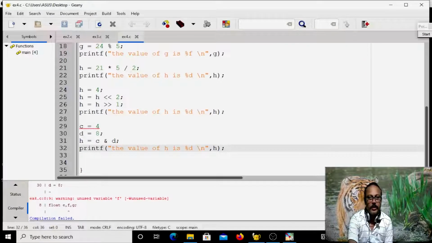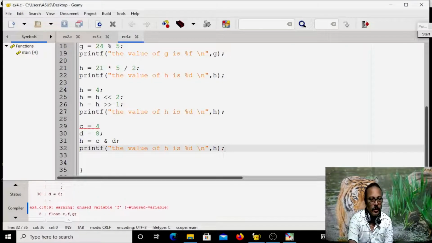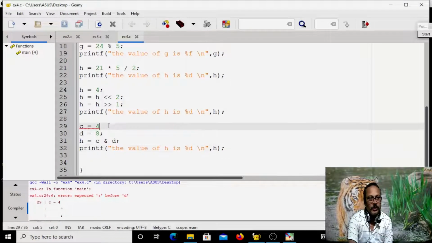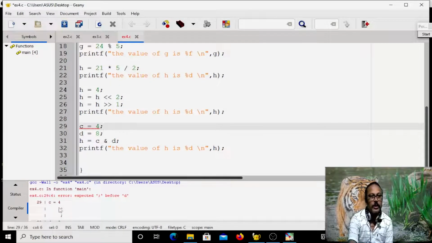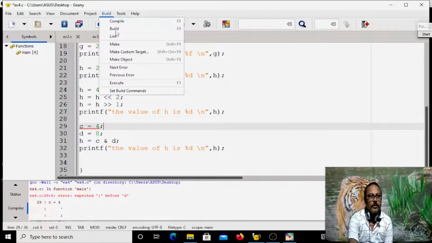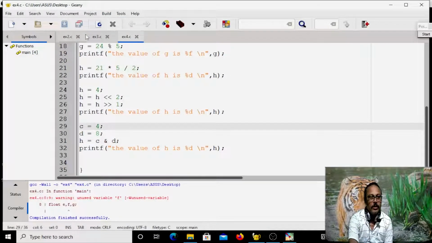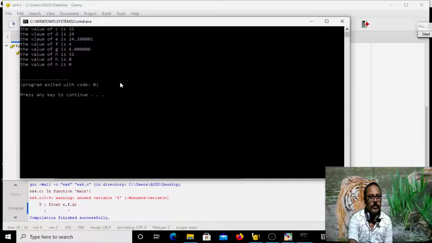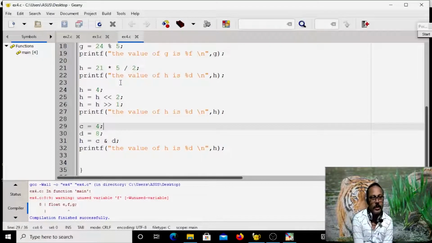Compilation failed. Why? Compilation error. Value of H is 0. Why? The value of H is 0.